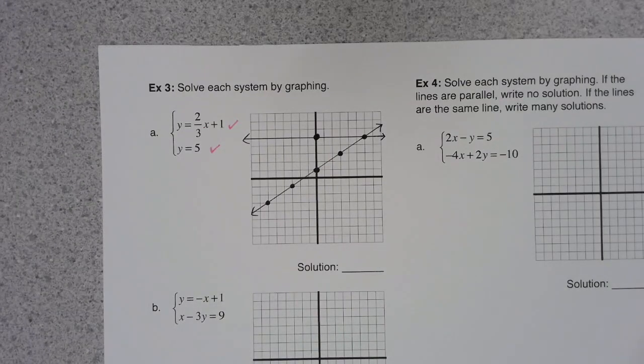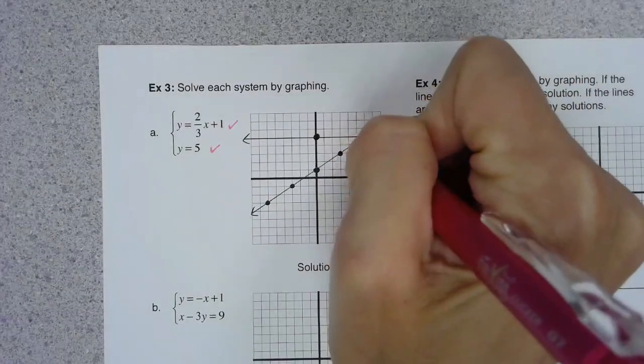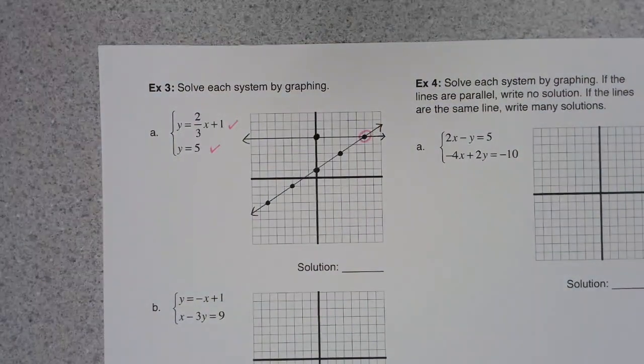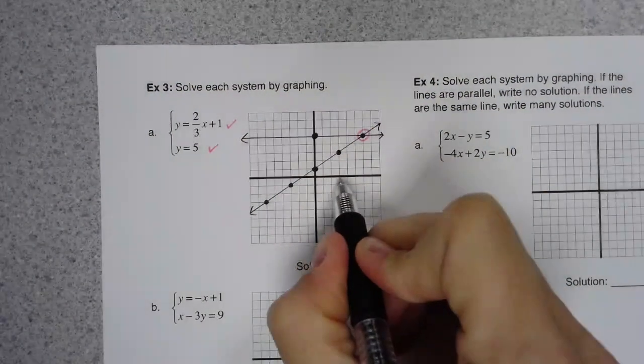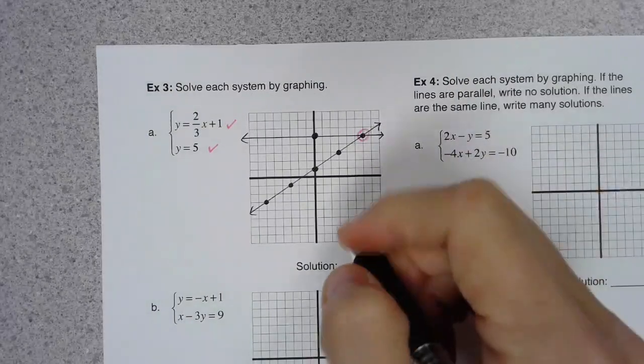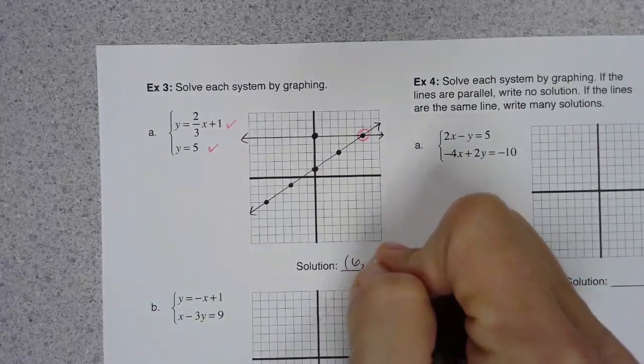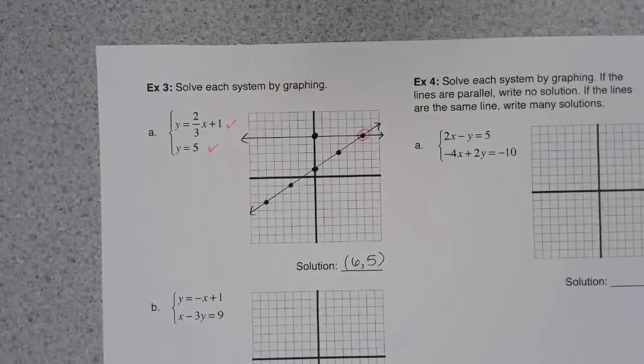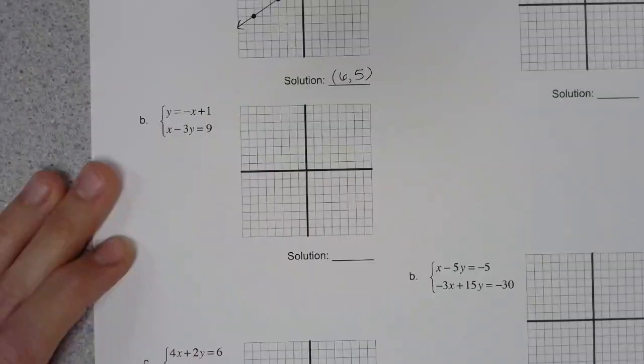And then my answer to the question is the point where the two lines cross. And so for this one, that's 1, 2, 3, 4, 5, 6, and then up 1, 2, 3, 4, 5. The solution for this system is the point 6, 5, because that's the point where the two lines cross.